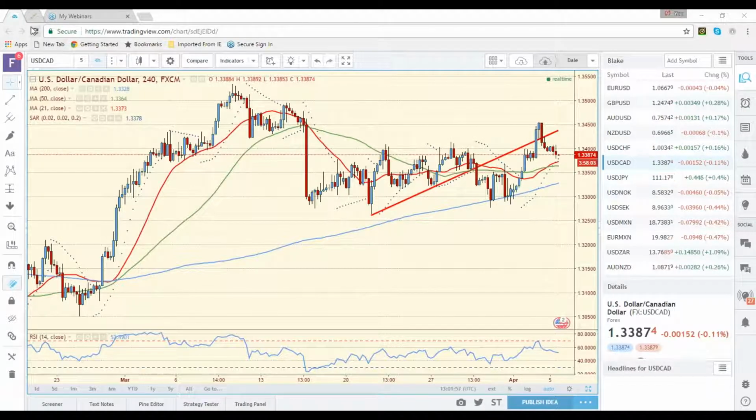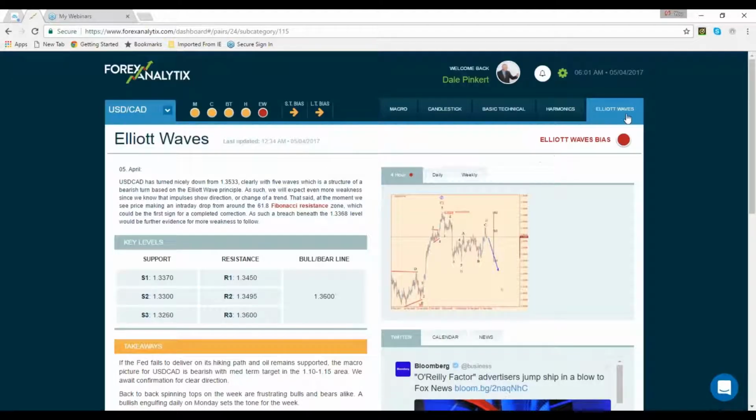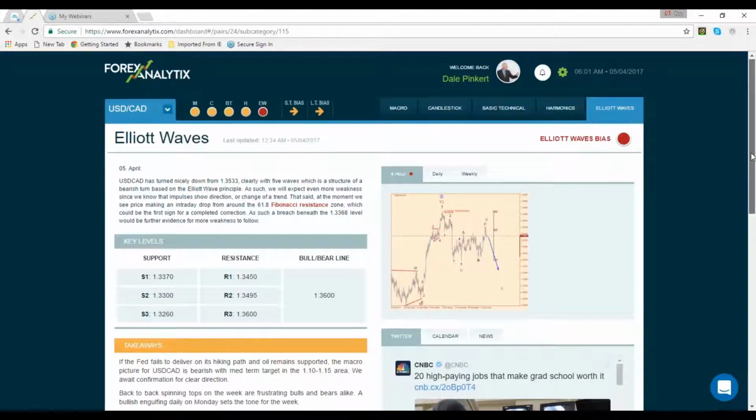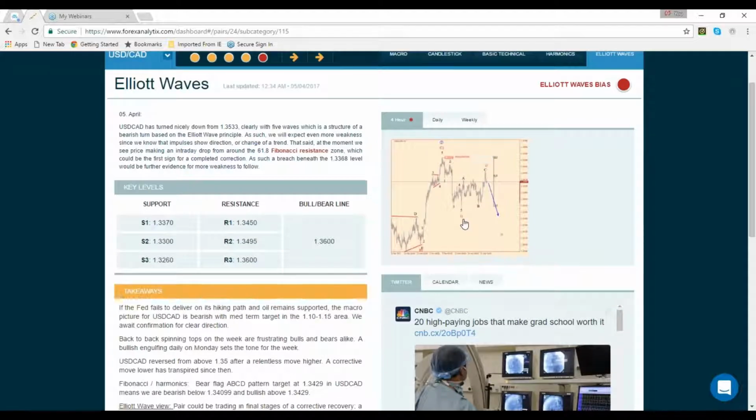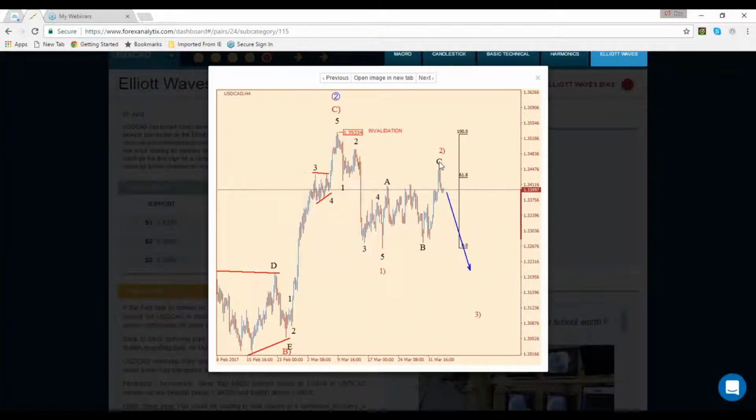What I do is I go to the ForexAnalytix page, and I can scroll down all the different pairs I like, and there was an update by Grega on USD CAD. He's showing this as a 2, even though we got up to 4.5. Everyone who had their stops over here, they were taken out. So I think that there is a good shorting opportunity.